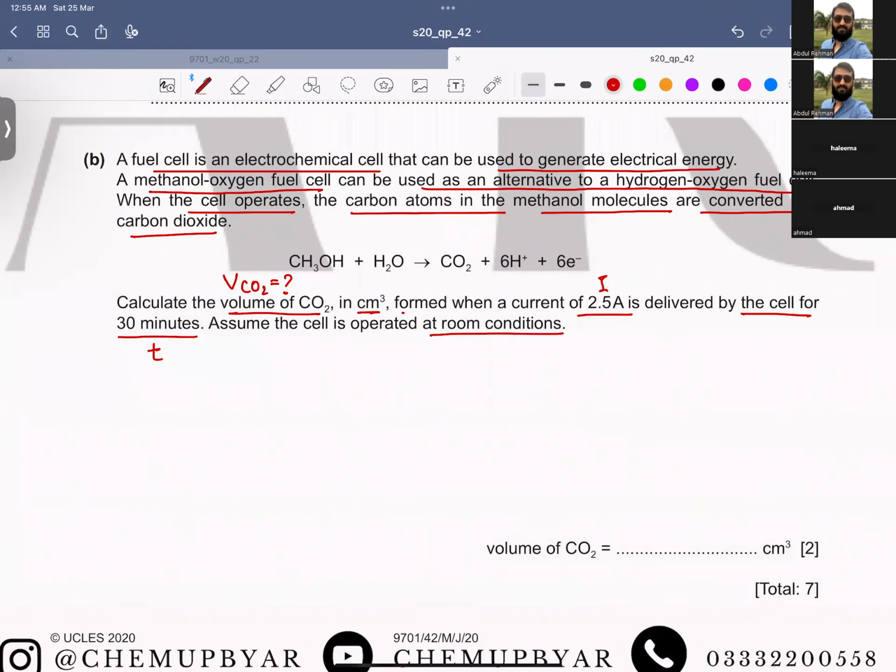Okay. What is the reason for mentioning room conditions here? Because they are asking you the volume of a gas. So you may recall that 1 mole of a gas occupies 24,000 centimeter cube. Is this remembered by everyone? Yes, sir. Okay.